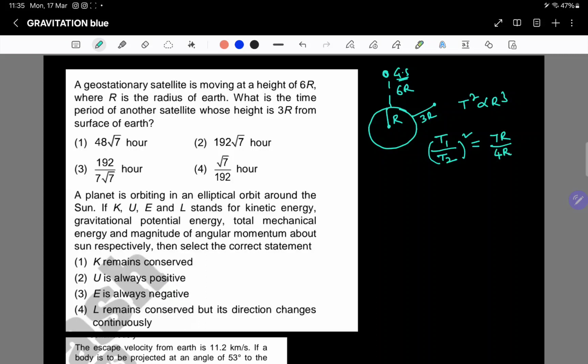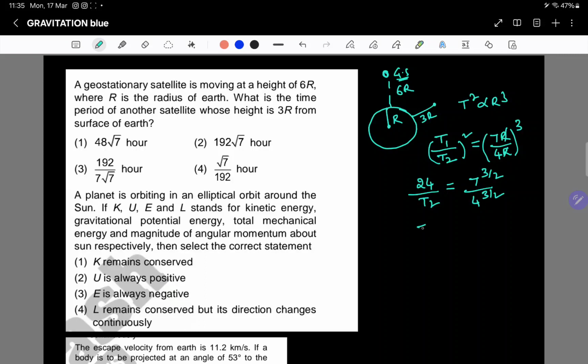This is very important, many students get confused. (7r by 4r) whole cube. Now r is cancelled. T1 is 24 hours, and T2 is what is being asked: T2 by T1 equals 7 power 3 by 2 by 4 power 3 by 2. Sir, how does 3 by 2 come? Just take the square root of this side, which is nothing but power 3 by 2. Yes, 4 power 3 by 2 is nothing but 2 cubed, which is 8, students.